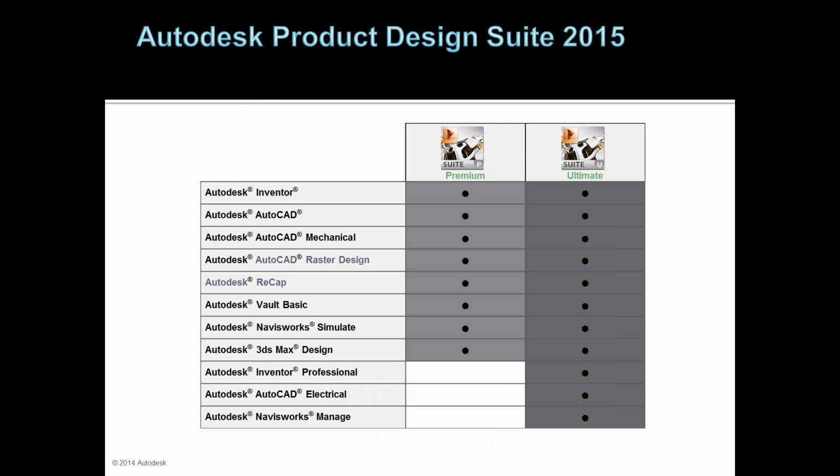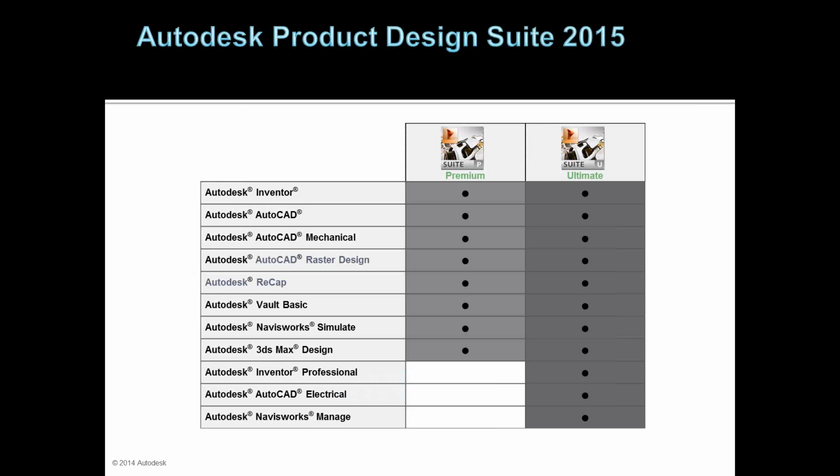To talk about product design suite, there's two main flavors, the premium and the ultimate. And with premium, you get Autodesk Inventor. You also get AutoCAD and AutoCAD Mechanical. A lot of people don't realize you get two of those, the two individuals. You get some other tools such as Recap. You get access to Vault Basic, Navisworks, and 3ds Max.